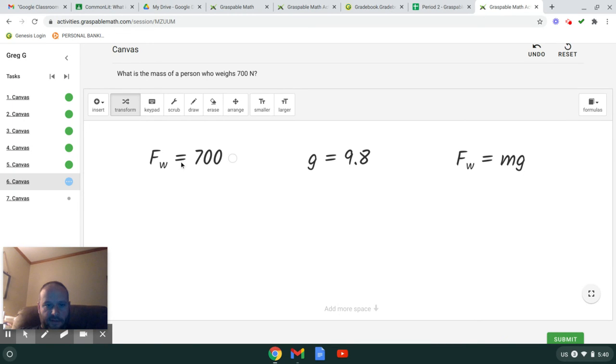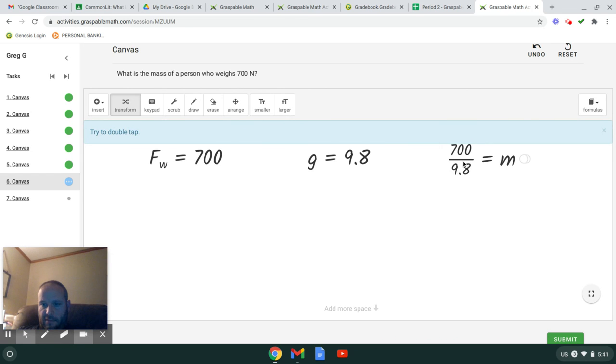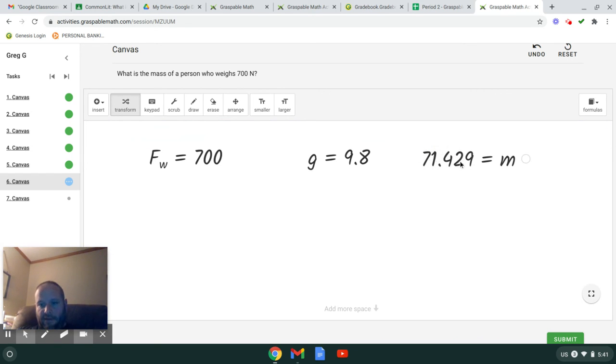So now I can just plug everything in. I'll keep it over here this time. So I just take my FW, I plug that in. Make sure it's in the right spot there. And then I got my G. And now I'm going to get rid of my parentheses first, and then I'm going to move my 9.8 to the other side by division. Get rid of those parentheses, hit my little, oh, I got a double tap, and now there's my answer.